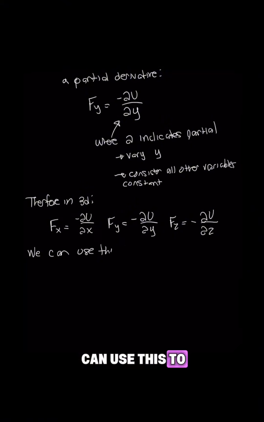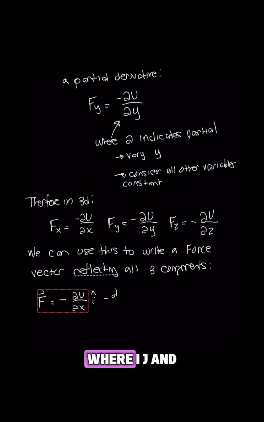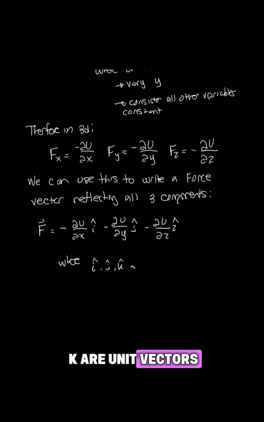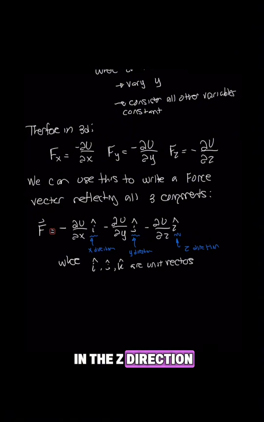And we can use this to write a force vector reflecting all three components in this form here, where i, j, and k are unit vectors. So i points in the x direction, j points in the y direction, and this is supposed to be k pointing in the z direction. We can also identify that this is going to be our force in the x, this is our force in the y, and then this is our force in the z.